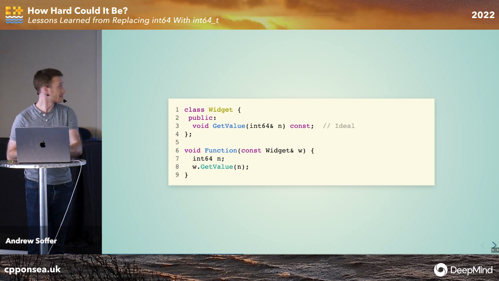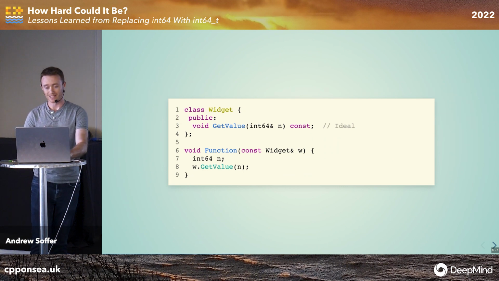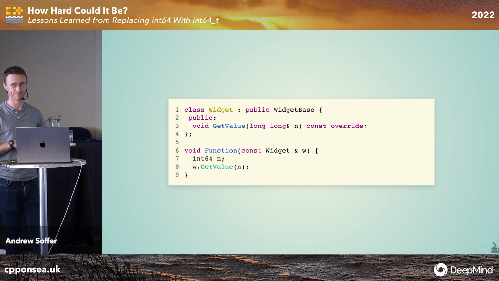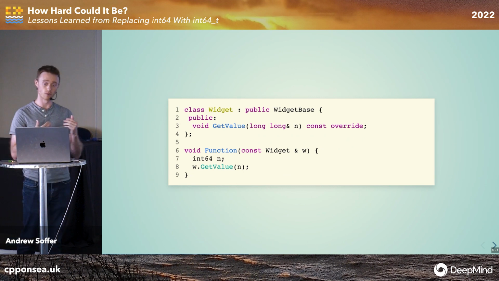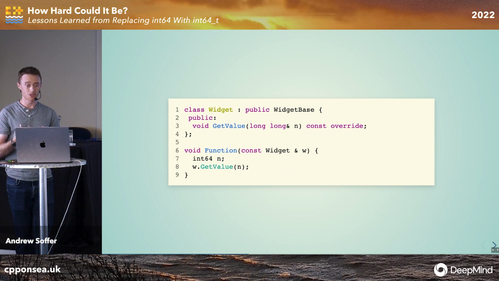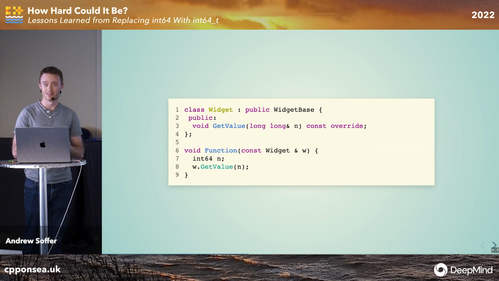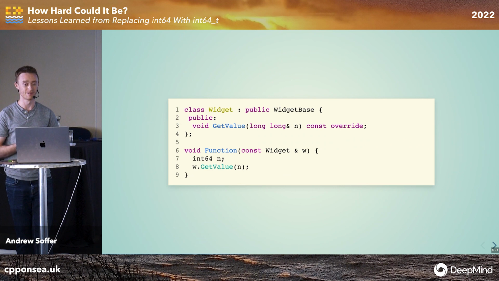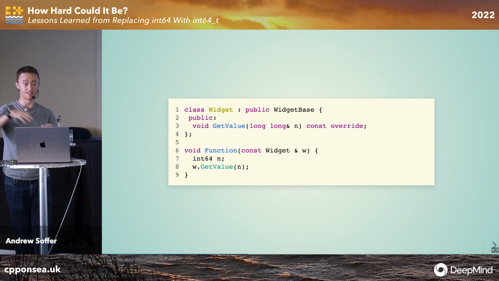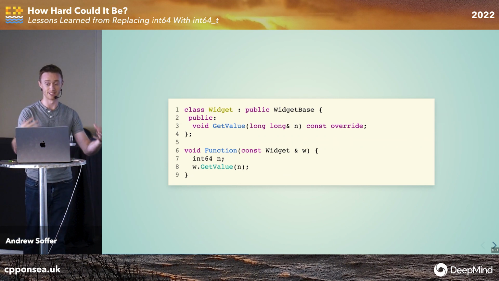Right, so this is sort of what we would like to do ideally, but it's not always this easy. What if get value is virtual? Right, now we don't just have to worry about changing widget's get value and all of its callers. We also have to worry about widget base and all the callers there, and anything else that extends from widget base and all of the callers there. Right? We had this pretty small self-contained change that we could make, and when it becomes virtual, we now have to worry about the entire class hierarchy and all of the callers there. We've taken this small problem and made it a much larger change that needs to be submitted atomically.